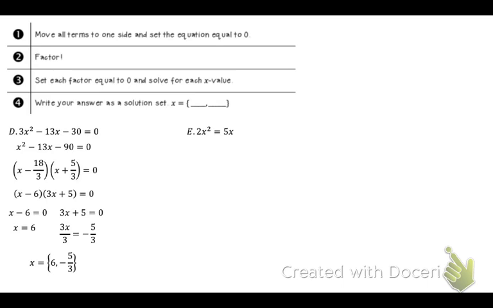Okay, let's do this one. So we got to get it set equal to 0, so I'm going to subtract that 5x. Now I can take out a factor of x, so x times (2x minus 5) equals 0. So x equals 0 and 2x minus 5 equals 0. So then you're going to add the 5 over, divide by 2, and you get x equals 5/2.